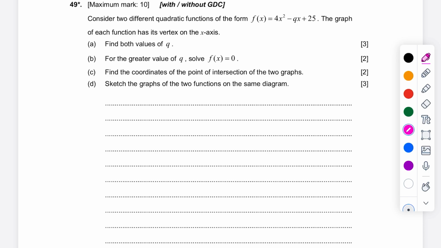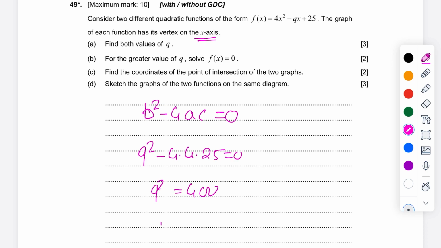So he's asking us to find both the values of q. Vertex on x-axis means it is having only one root. So b square minus 4ac should be equal to 0. So what does that become? q square minus 4 times 25 should be equal to 0. q square equals 400. So q equals plus or minus 20.